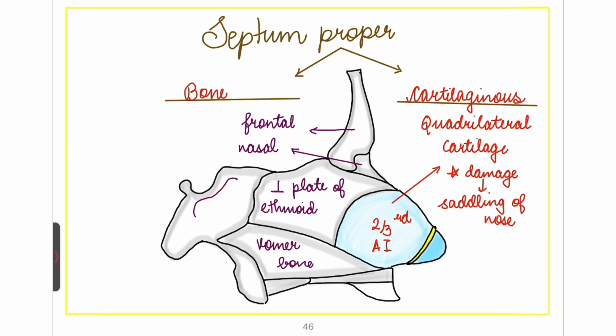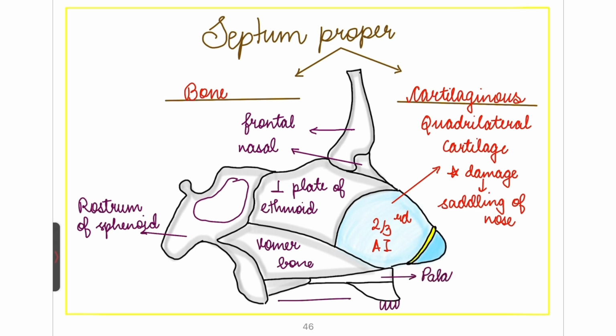This is the sphenoid sinus. Therefore, this bone here is the rostrum of sphenoid bone. Imagine the face that this septum belongs to. Then you can imagine that here will be the teeth, which are embedded in the maxilla, and behind it will be the palate. So this here is the palatine process of maxilla.